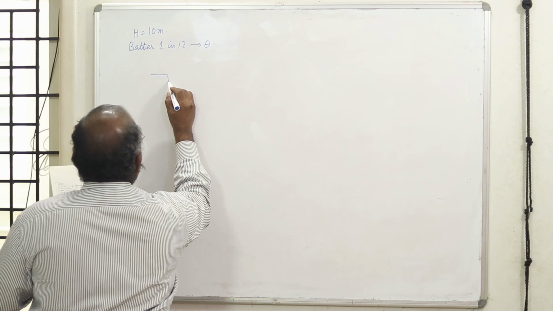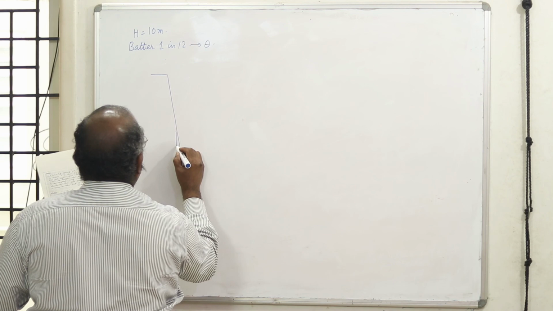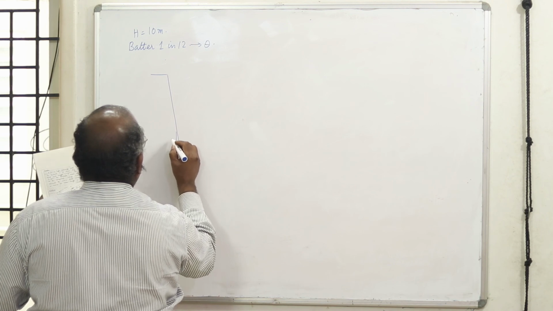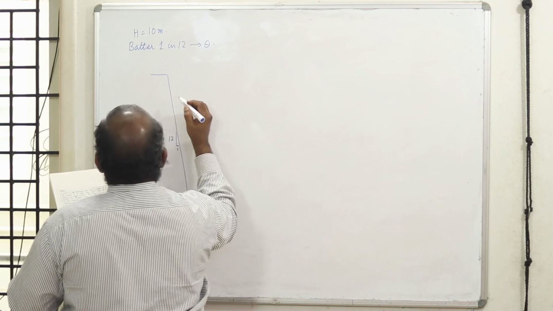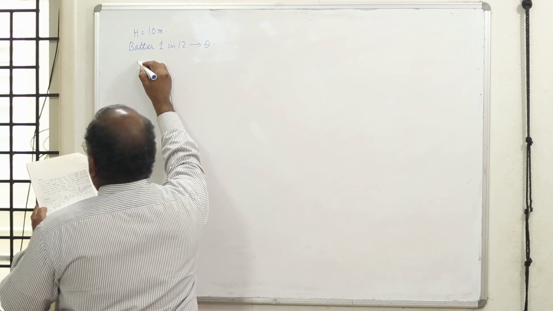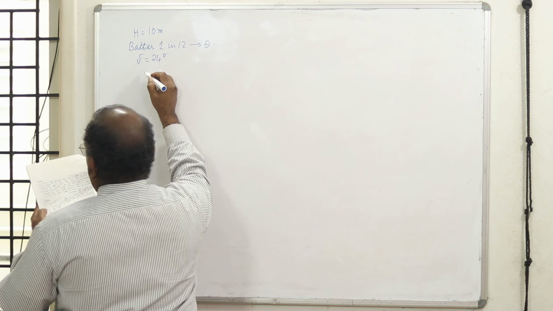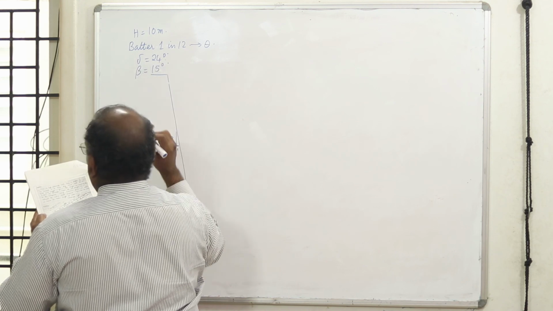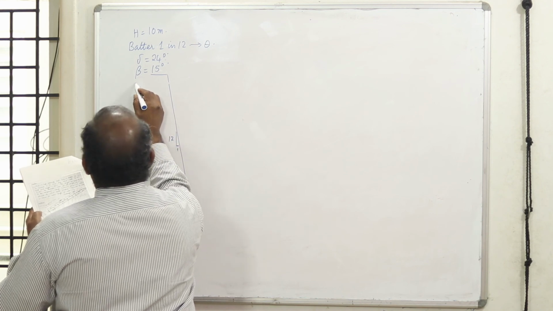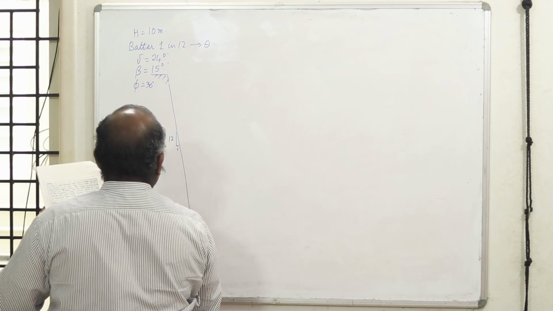Now this is the batter. It means there is 1 unit horizontal for 12 units vertical. Then the surcharge angle beta is 15 degrees, wall friction is 24 degrees. Then phi is given as 30 degrees. Now you can draw this to scale.